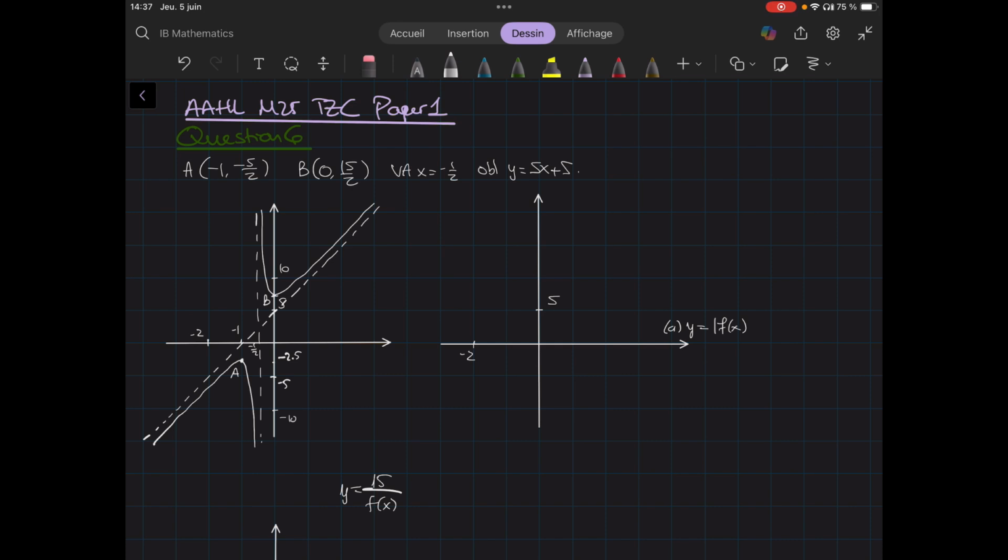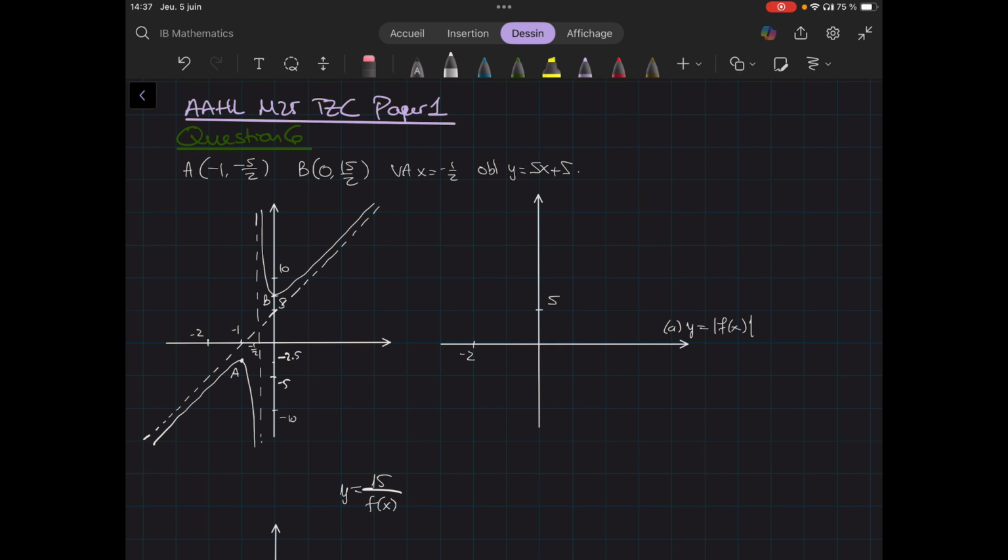Now we're gonna have a look at questions 6 to 9. For question 6, you're given a graph of a rational function and you're asked to sketch the various transformations. In part A, you're asked to sketch the graph of y equals the absolute value of f of x. So we all know what to do here, right?